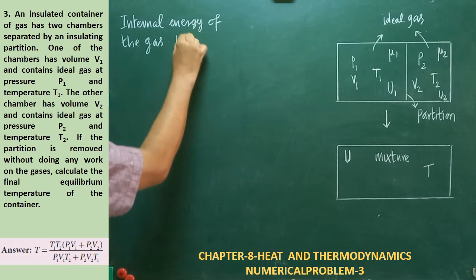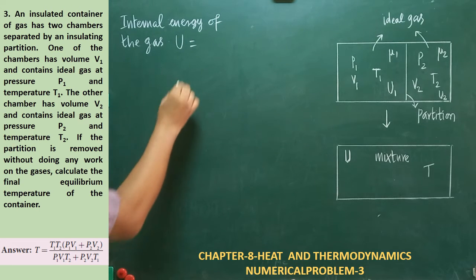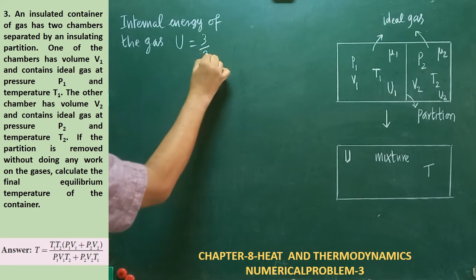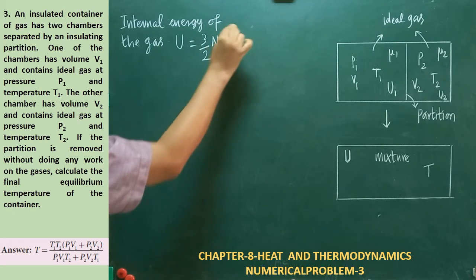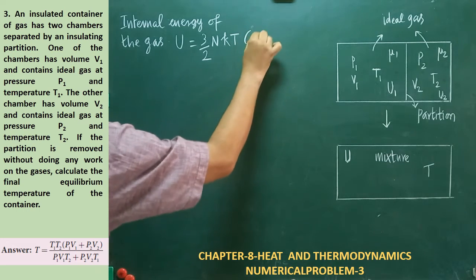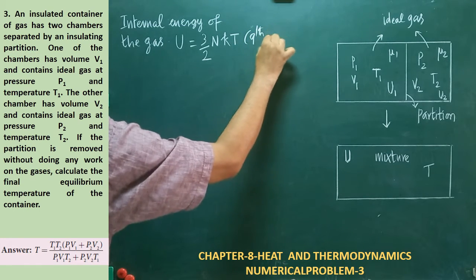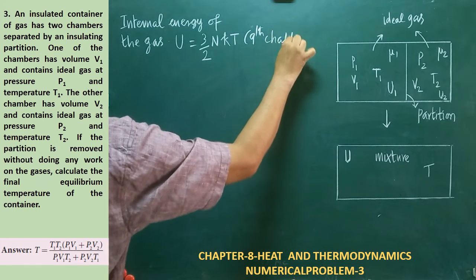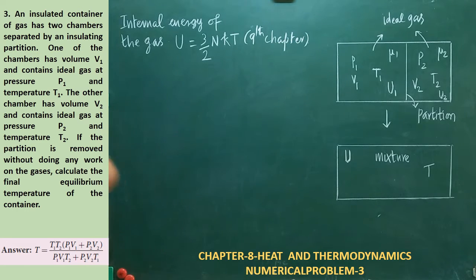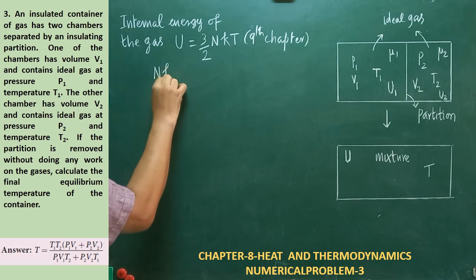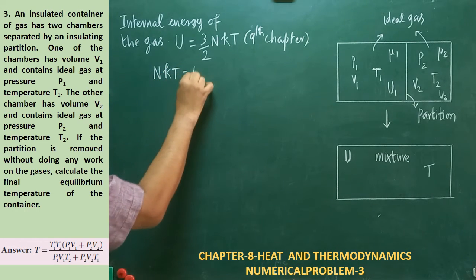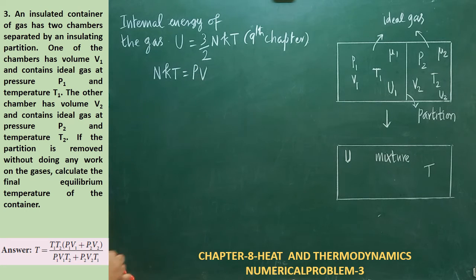Usually the internal energy is denoted by the letter capital U. The formula is 3 by 2 NKT. That is the formula. This is obtained from the 9th chapter. Make a note. So the formula is available only in the 9th chapter. And then NKT is nothing but PV. This NKT can be replaced by the term P into V.